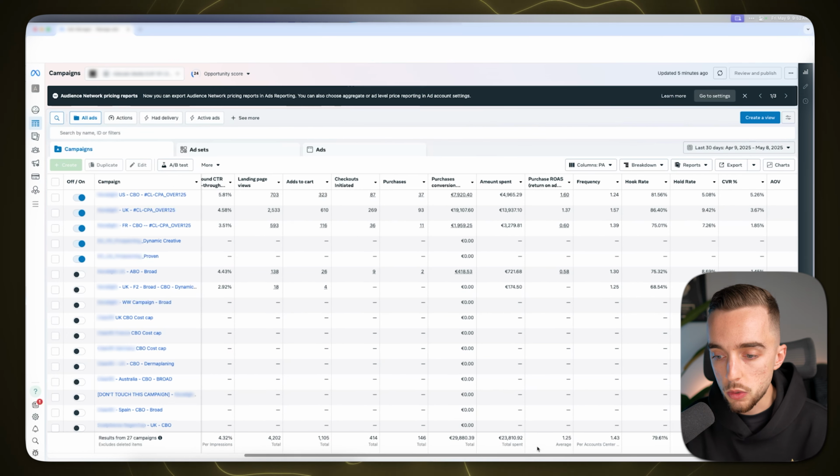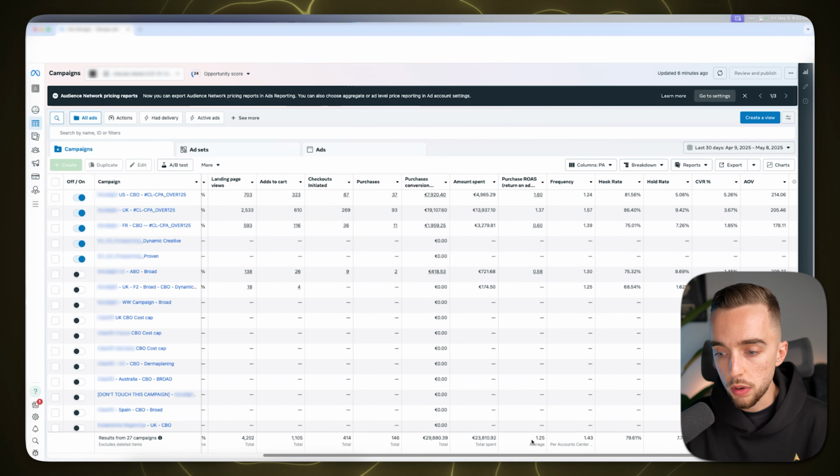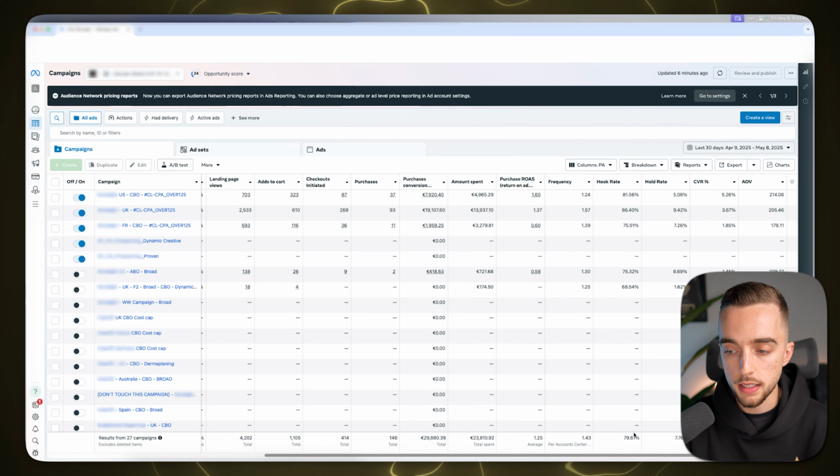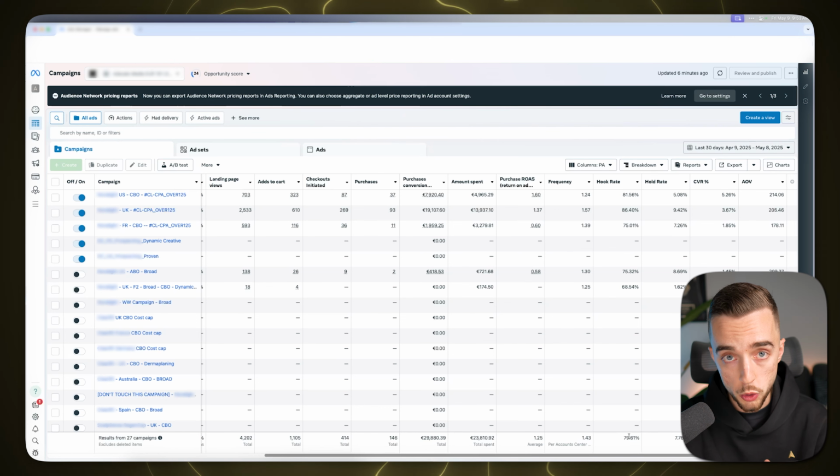Right here, that leaves us with 23,000 euros in ad spend, 29,000 euros in purchase conversion value on this account for the last 30 days for a 1.25 ROAS. Now, if I keep on going right here, you can actually see that we're at 79% hook rate. Most of the ads on this account, by the way, are video ads. Super, super strong hook rate.